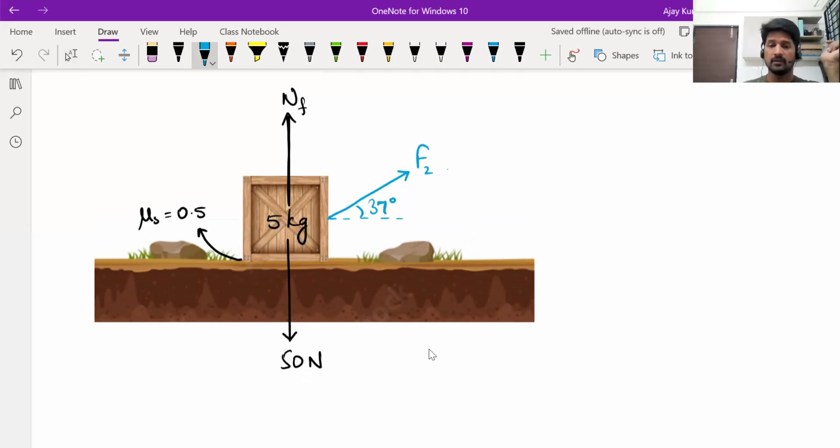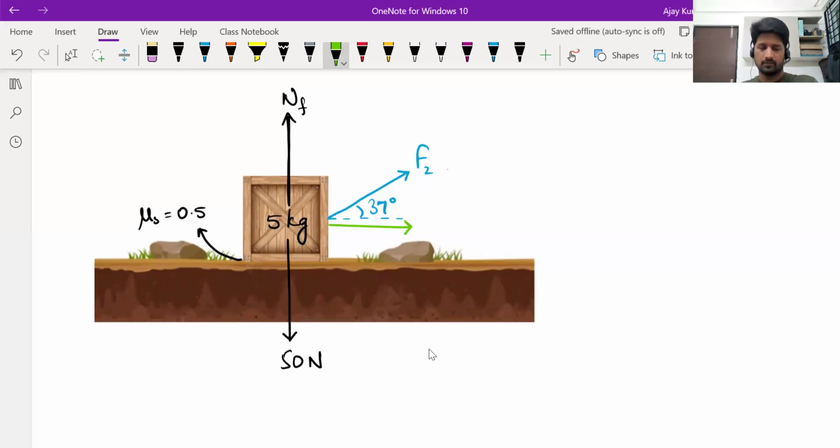Yes, sir. Is all of F2 involved in making the block slide? Sliding has to happen parallel to the surface. No, F2 is not acting parallel to the surface. So complete F2 is not trying to make the block slide. There is only a component of F2 trying to make it slide. How to write this component?